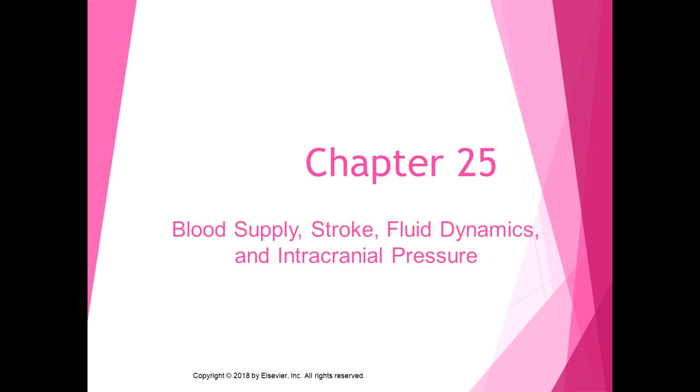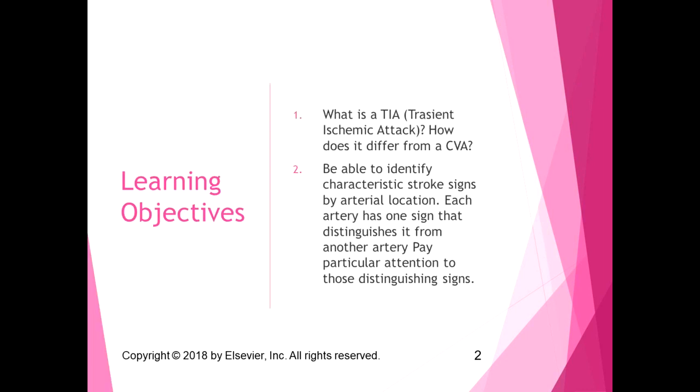And so any interruption in the supply can cause problems. For the learning objectives, I really want you to focus mostly on the disorders we're going to be talking about. I want you to be able to define a transient ischemic attack, or a TIA, and how it differs from a CVA. I want you to be able to identify characteristic stroke signs by arterial location. A lot of strokes have some similar symptoms across the board, but each of the major arterial locations has one sign that distinguishes it from another. So I want you to pay attention to particular distinguishing signs, and I will point them out as we talk about them.